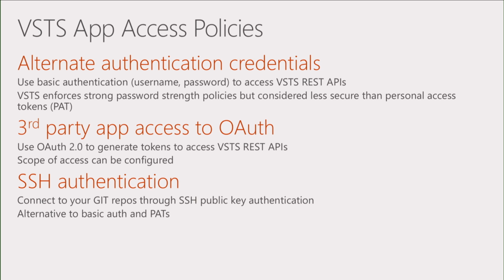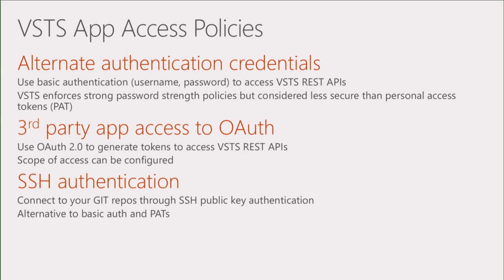So what are the app access policies we have in VSTS? Alternate authentication credentials. So why do you need that? Especially if you're using Git command line tools, you can't use the OAuth web flows to authenticate the user. So you need something else. And this is where basic authentication comes into the picture. You can go into VSTS, and an individual can simply create a username and password, and they can use the username and password from some of the command line tools like Git command line tools to connect to repos in VSTS. You can also use the username and password to access a rich set of REST APIs that VSTS has. We do enforce strong passwords, but generally, anytime we talk about passwords, we know it's not as secure in today's world. So basic authentication is definitely considered less secure than personal access tokens.